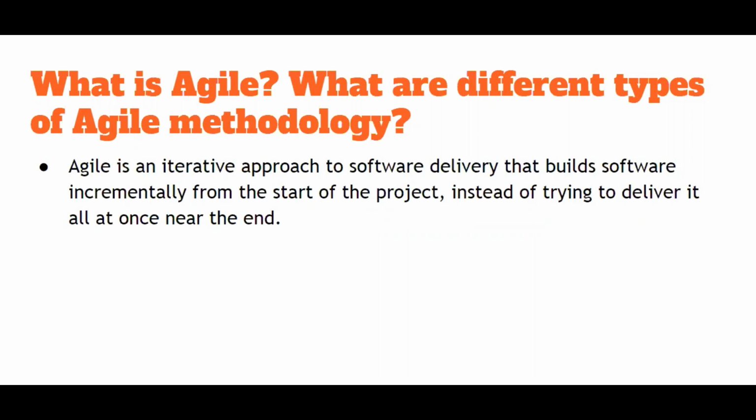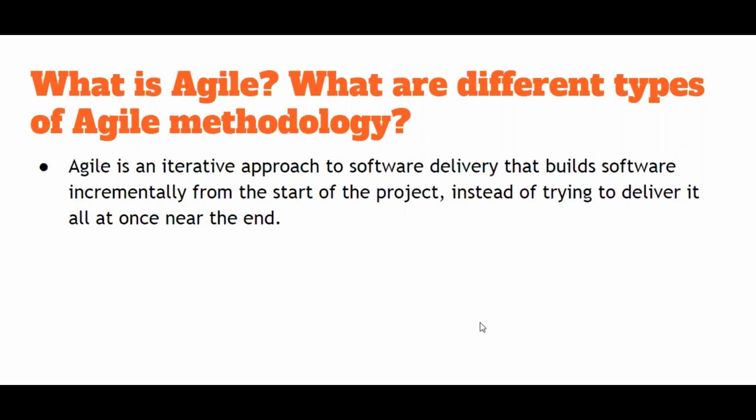So agile is an iterative approach of software development and software delivery that builds software incrementally from the start of the project. Here we divide the project into smaller parts and we continuously deliver each and every part one by one. We are not delivering the whole product as one, we are delivering the parts. We are working in iterations, one iteration, then the second iteration. So it's an incremental and iterative way of developing and deploying software.